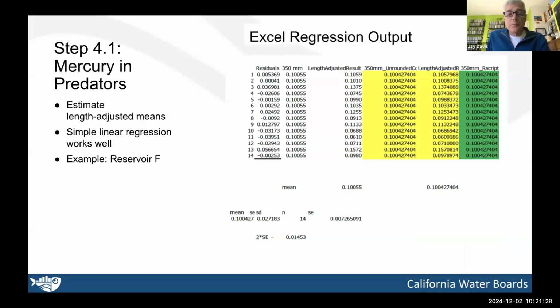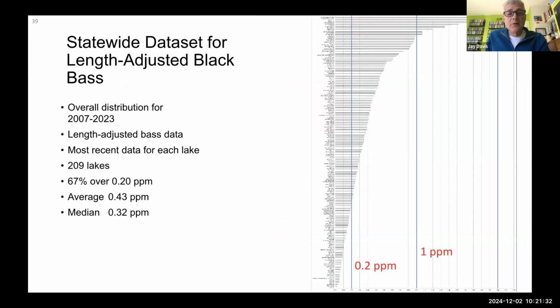So again, please interrupt me if you have any questions along the way. So using this approach, we've developed a really great data set of length adjusted means for black bass throughout California. This is for lakes, but it's also a handy reference for comparing data that we get for black bass in rivers.